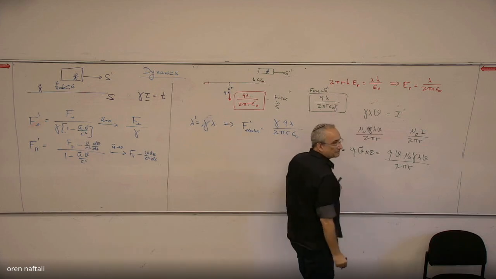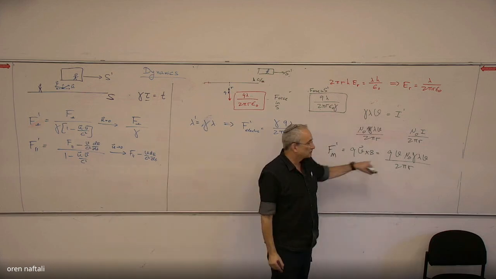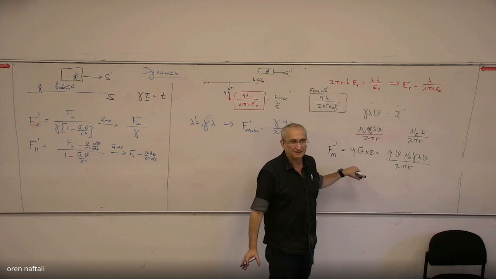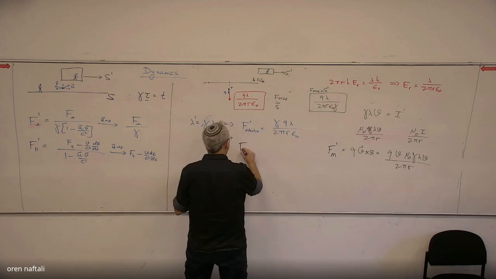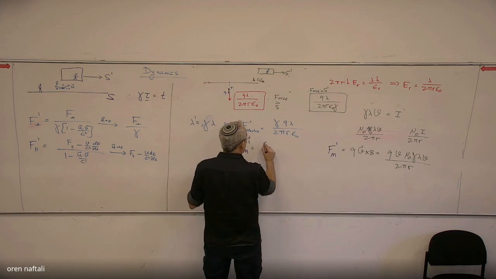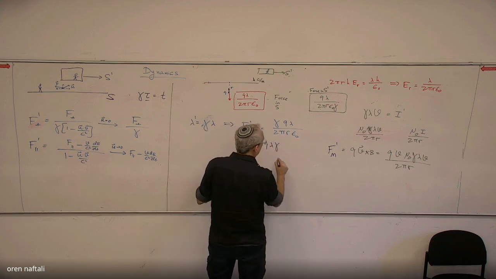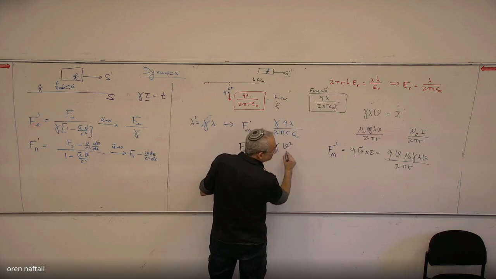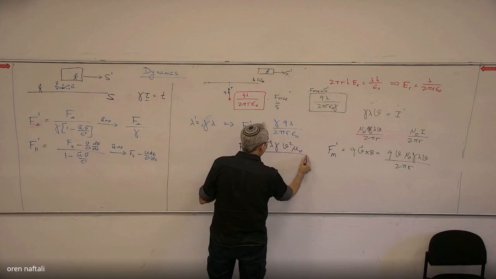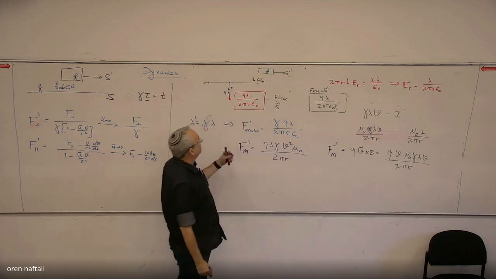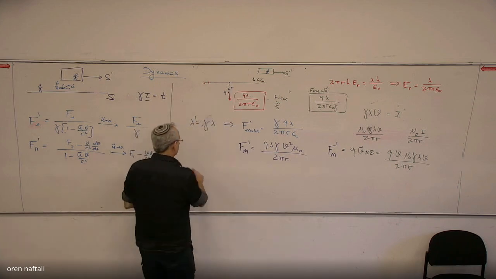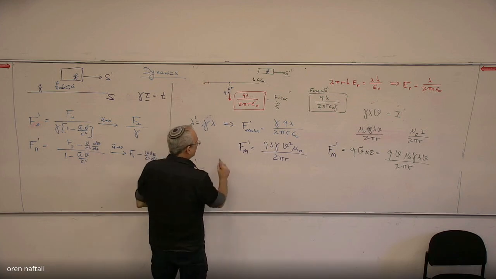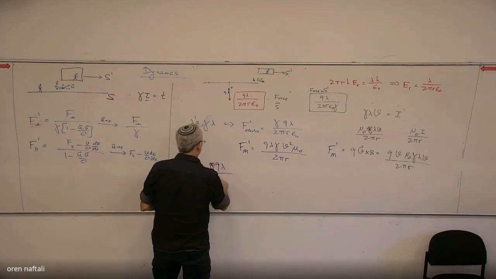F magnetic prime in the prime system, and these forces do not exist in the S system because in the S system nothing is moving. So all in all, we have F electric, which is this, and F magnetic, which is Q times lambda times gamma times V squared mu naught divided by 2 pi r. So the total force in the S prime system will be this minus that. What is common to all these equations? Gamma Q lambda divided by 2 pi r.